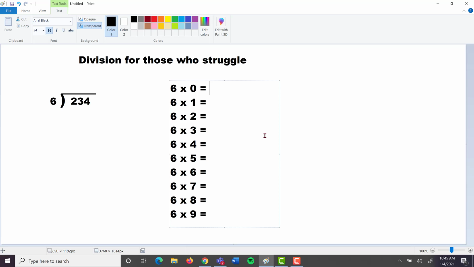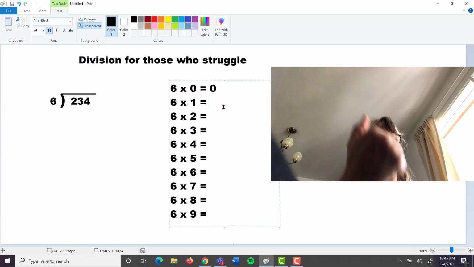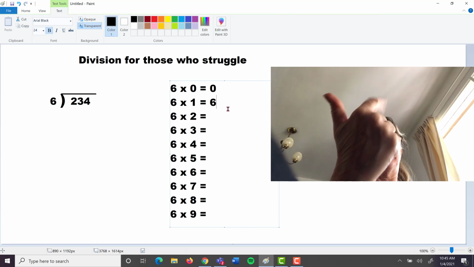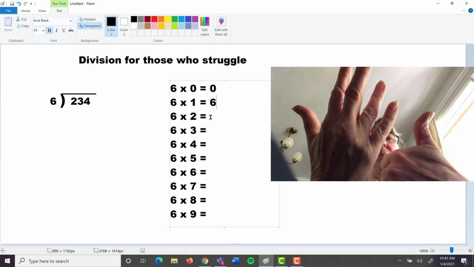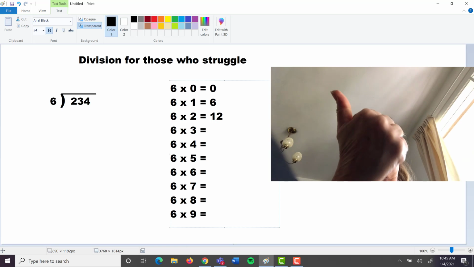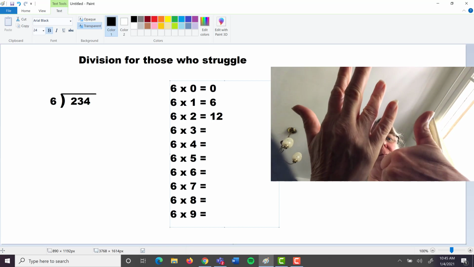So now I have to fill in the answers. Well, I know the first one is 0. And then for each answer after that, I'm going to count up from 6. So 0, 1, 2, and you can use your fingers, 0, 1, 2, 3, 4, 5, 6. 7, 8, 9, 10, 11, 12. And I'm counting on my fingers each time, 6 fingers. 13, 14, 15, 16, 17, 18.